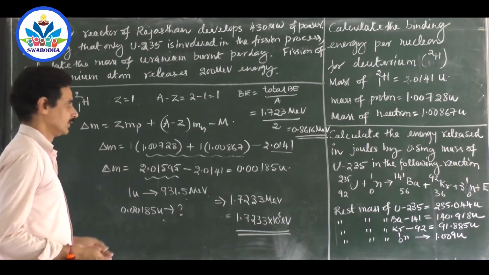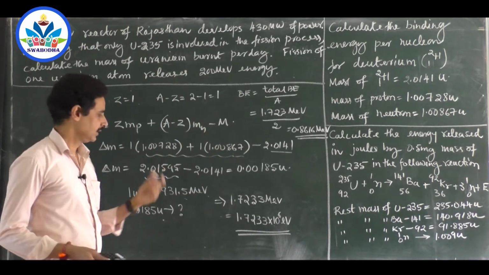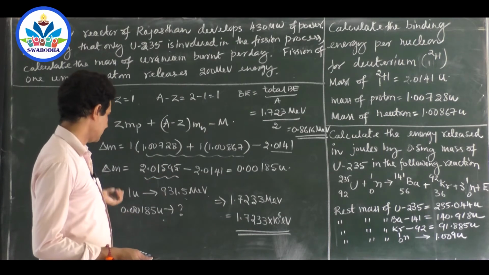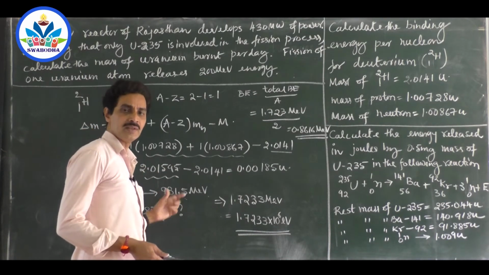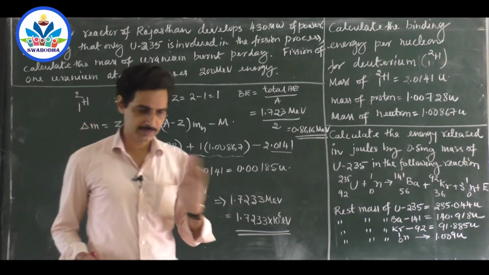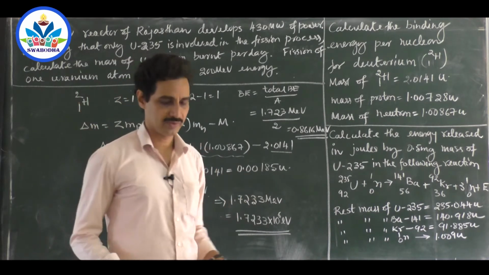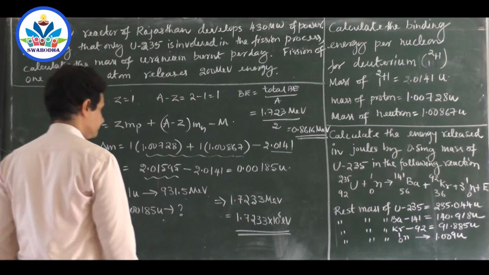So this is how we calculate. First of all, find out the mass defect and multiply it by 931.5 million electron volt, because mass defect is obtained in atomic mass unit. Okay, we'll go to another problem.